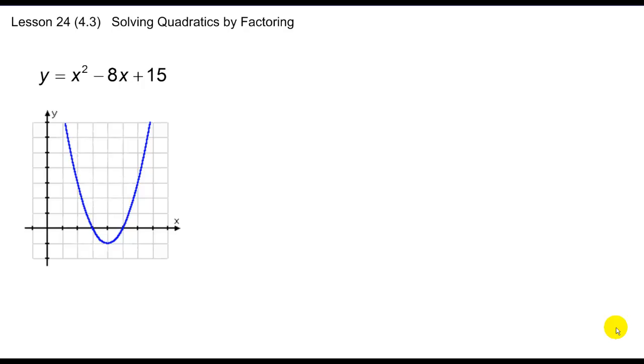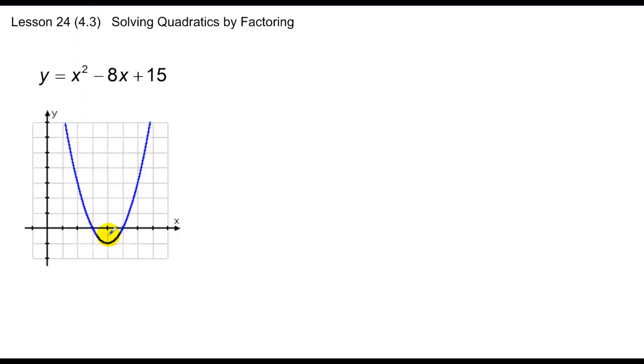Today we're going to solve quadratics by factoring, which could be a little rough because this is where a lot of you struggled freshman year. So what we're going to do is basically review most of the factoring you did freshman year in a day.